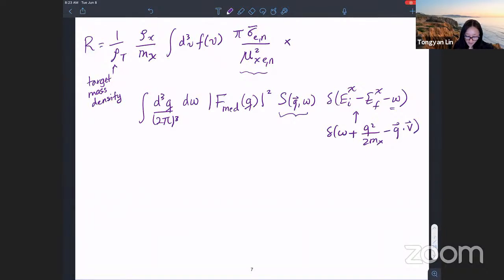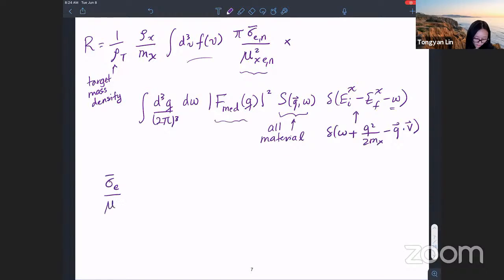Okay, so this is relatively straightforward in that, okay, we packaged all the material properties inside this one function, the dynamic structure factor, and everything else here is either the astrophysics of the dark matter, density and velocity distribution, or various particle physics quantities that we can compute, namely this fiducial cross-section and this mediator form factor. And so let me just define those more explicitly.